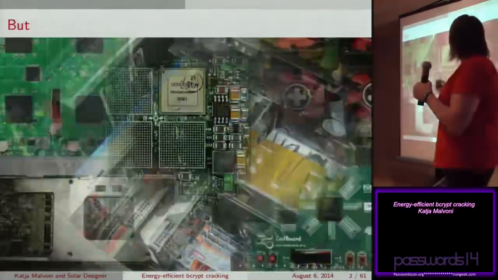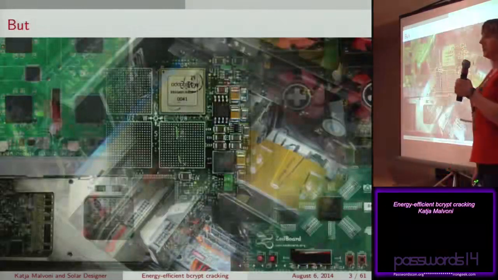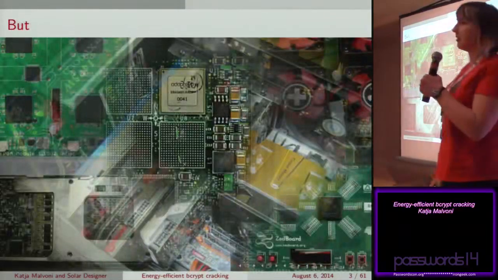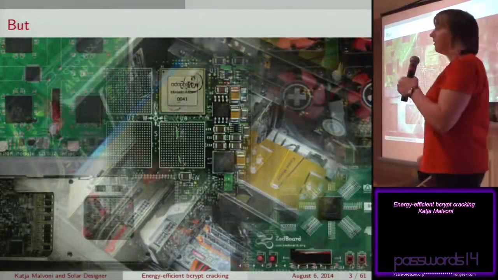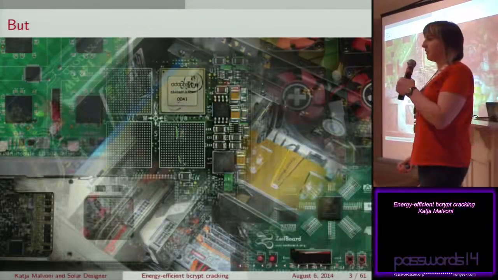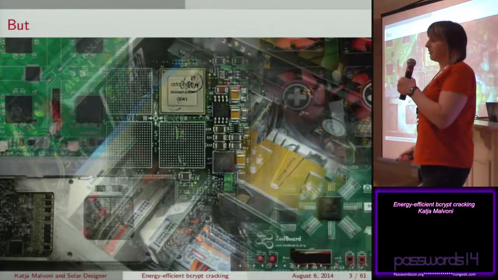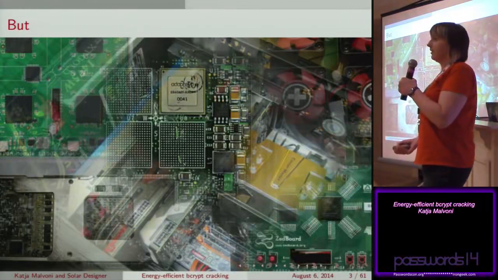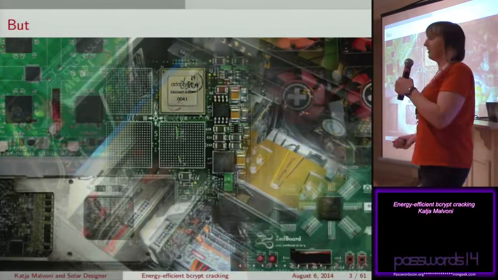But we have platforms which actually behave differently when you implement bcrypt on them, because they are able to use some peculiarities of bcrypt to achieve much bigger performance than you could on a CPU or GPU, which do common stuff.